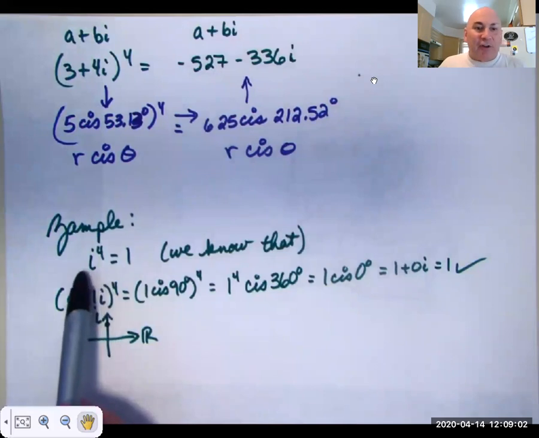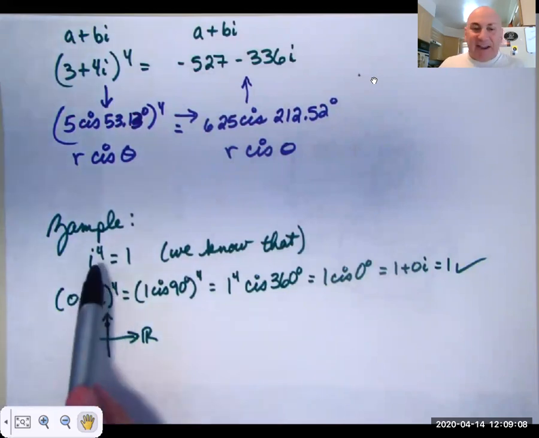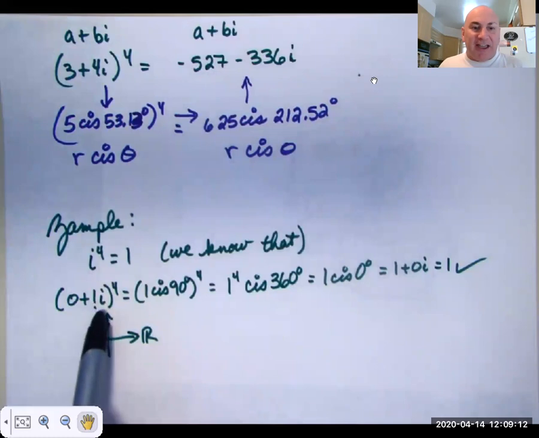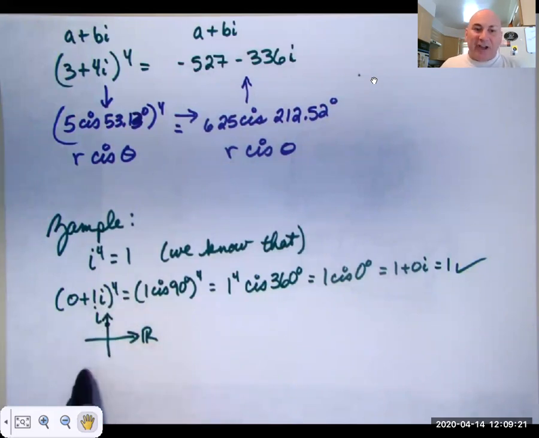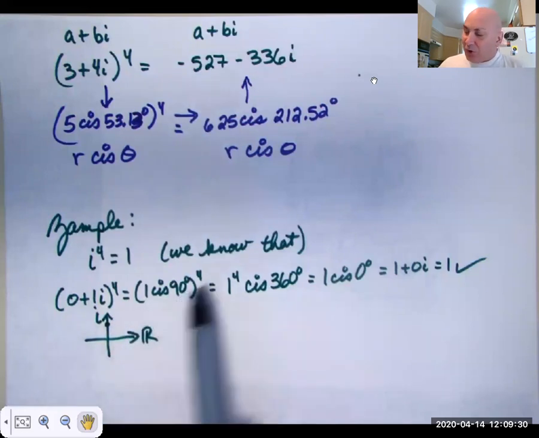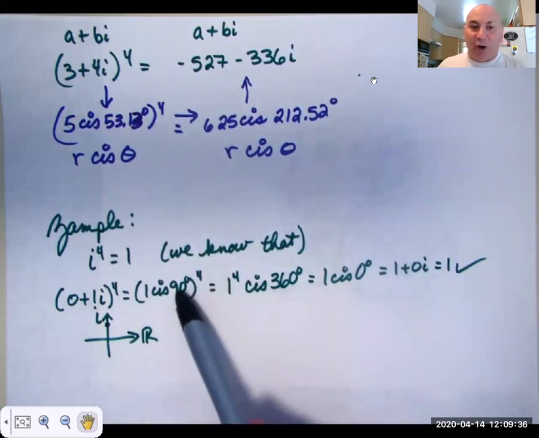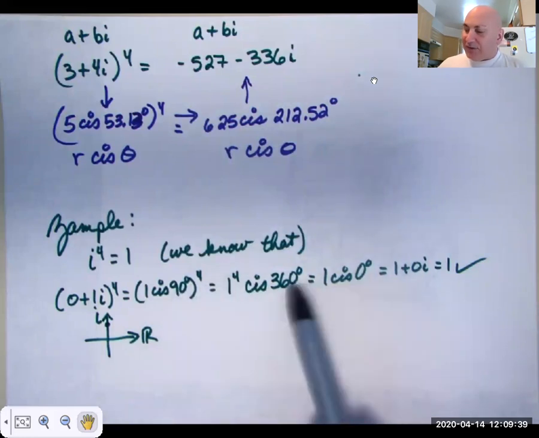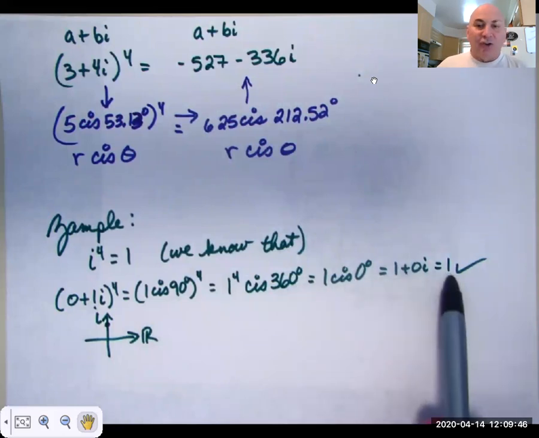Let's take i to the fourth power. We know that i to the fourth power is 1. So we also know that i to the fourth power is 0 plus i, raised to the fourth power. Well, 0 plus 1i, if I graph it there, it should be pretty obvious that that's 1 unit from the pole at an angle of 90 degrees. i is 1 cis 90 degrees. Raise it to the fourth power: 1 to the fourth cis 90 times 4, 360 degrees. 360 degrees is coterminal with 0. 1 cis 0 degrees turns out to be 1.